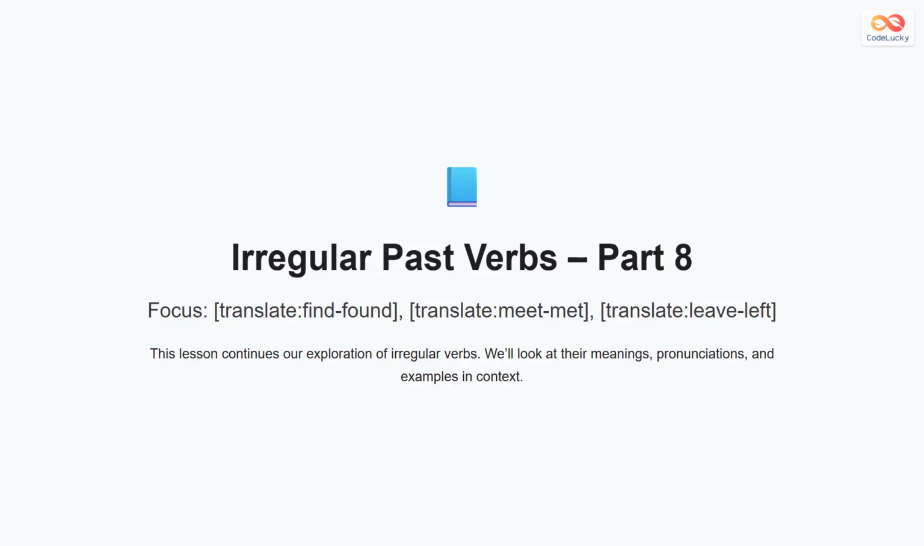Welcome to Irregular Past Verbs, Part 8. In this lesson, we explore three important verbs: find, meet, and leave. These verbs do not follow the normal past tense rules, so we have to memorize their changes. Each one has a special pattern that helps us understand how the past form is made. Let us begin with find and its past form found, then move to meet and met, and finally leave and left.